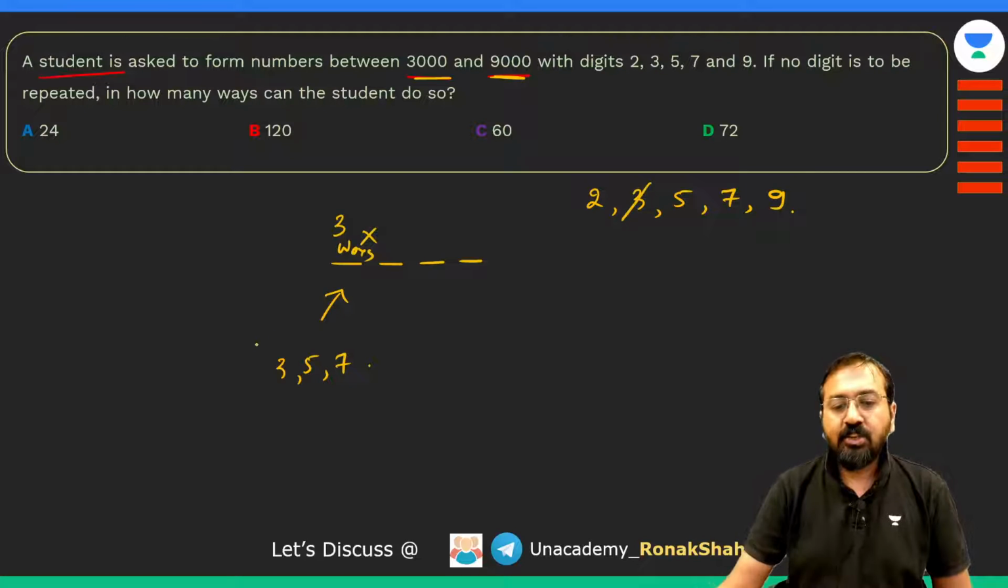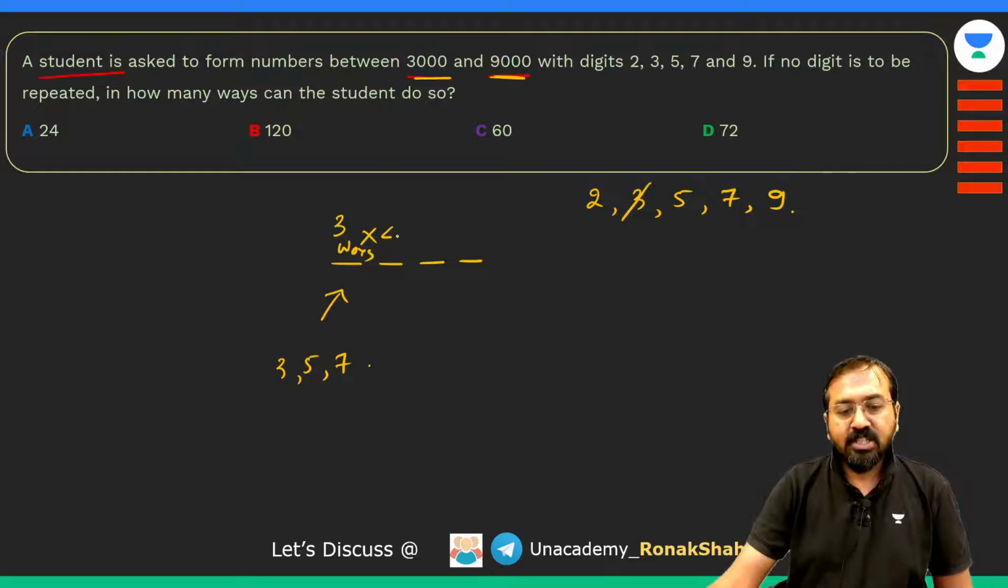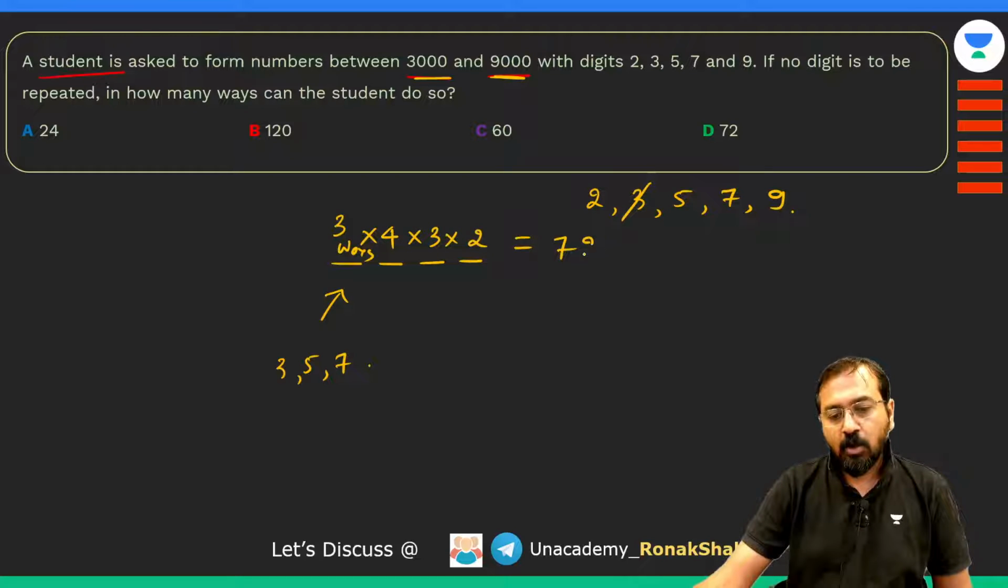Suppose I have used digit 3 over there. So now I am left with 4 digits. So 4 ways, then 3 ways, then 2 ways. So the total number of ways will come out to be 72.